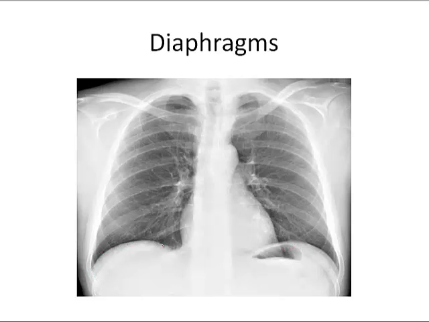The border is very clear. I can easily make out the border all the way across on both sides. There's no air under the diaphragm except for right here, and this is actually normal. This is what's called the gastric bubble, which is the amount of air that's sitting in your stomach. It's a normal finding, but otherwise air underneath the diaphragms is abnormal and usually an emergency.